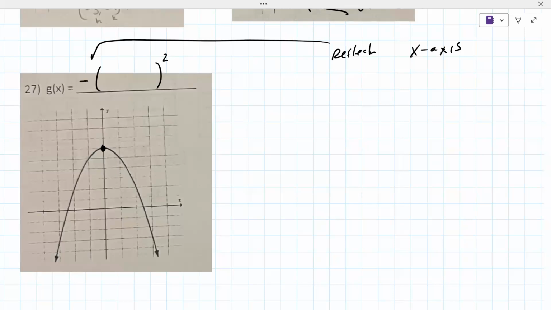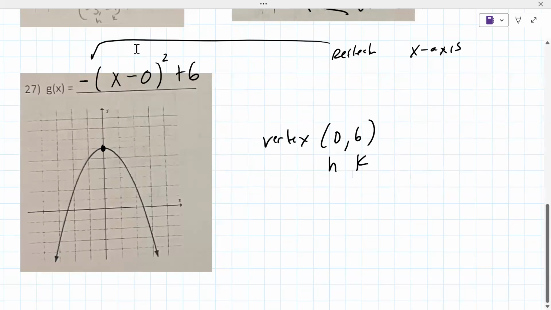So negative x minus 0 squared plus 6. Okay. Yeah, so the vertex in this one is 0, 6. That's your H and your K. Inside parentheses here, you should simplify. So it's X minus 0, which is just X. So it becomes X squared, and then the negative comes with it plus 6. Okay.